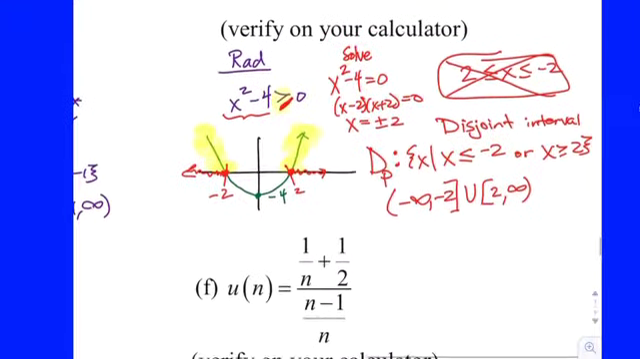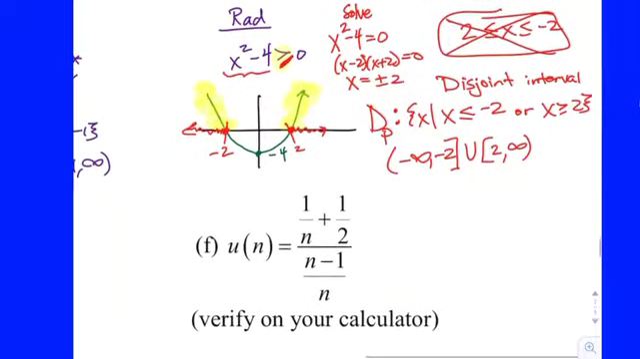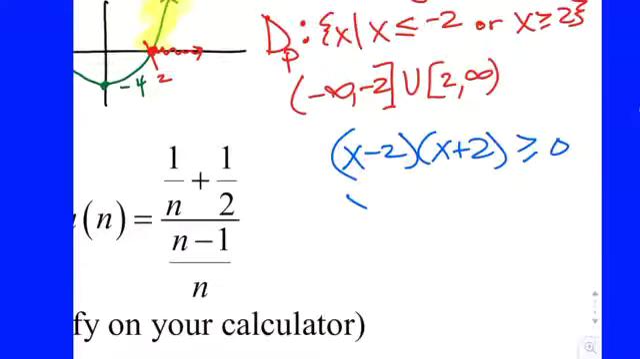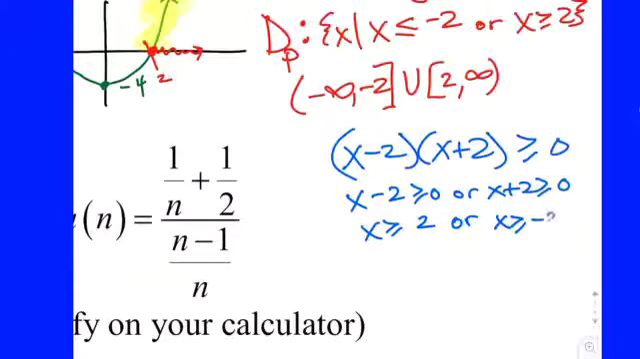Let's come back over here. If I would have done it over here, I would have had x minus 2, x plus 2, greater than or equal to 0. If I then said both of those, x minus 2 is greater than or equal to 0, or x plus 2 is greater than or equal to 0, I get x is greater than or equal to 2, or x is greater than or equal to negative 2.